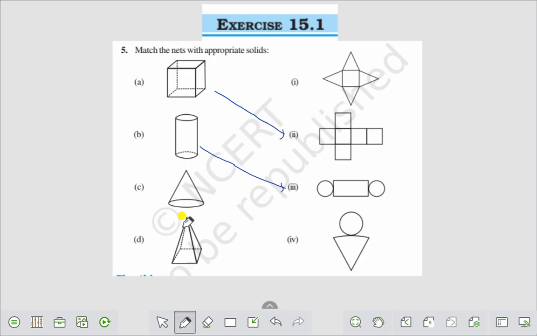Right? And in case of this cone, here you see there is a circle and there is another surface. There will be two faces, two surfaces. This one is a round face, right? That means this circle and this is the net for this cone.